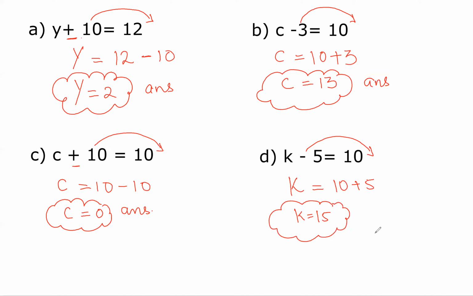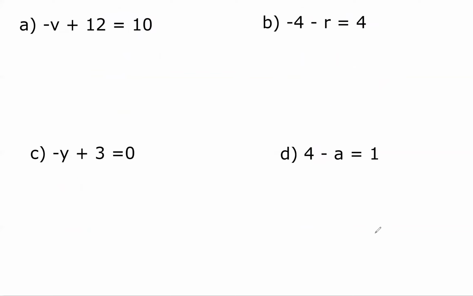Now let's have a look at more questions. Slightly difficult, and using the rules of this changing of the sign. So let's see together how we can solve them. All right, so I write my negative v here only. Take my positive 12 to the other side. When I shift it to the other side, the sign changes to negative 12.